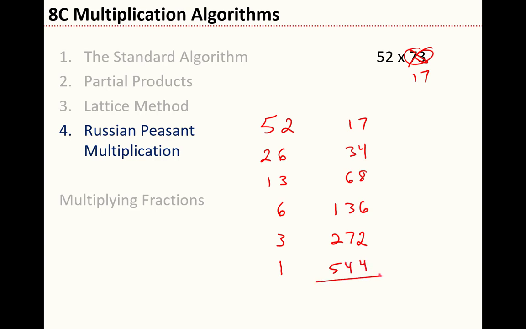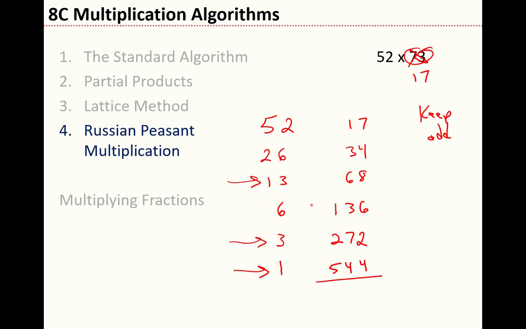Now, at this point, I'm going to add together some of the numbers on the right side, but I determine that by looking at the left and finding out which ones are odd. So keep the odd. So here's odd, odd, and odd.